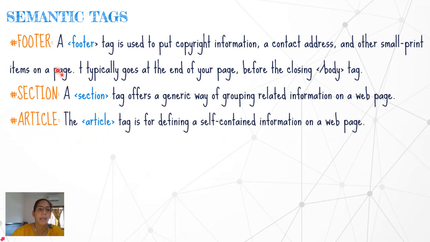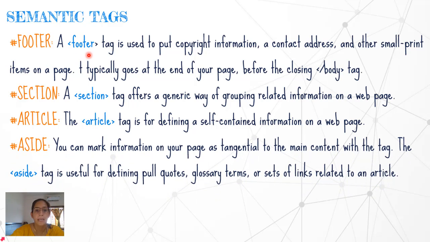Next, we have the footer tag. As the name suggests, the footer tag is used for copyright information, for example, copyright information and contact address or small print items of the page. It typically goes at the end of the page before the closing body tag. Next, we have the section tag. The section tag offers a generic way of grouping related information on the web page. Next, we have the article tag. The article tag is for defining self-contained information on the web page.